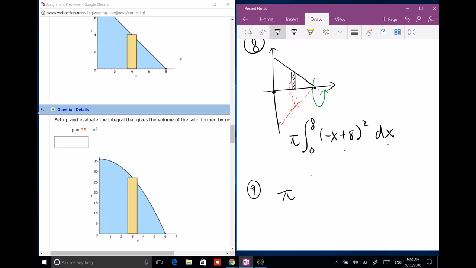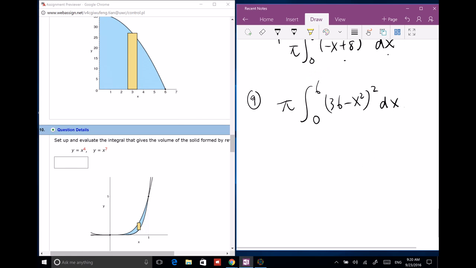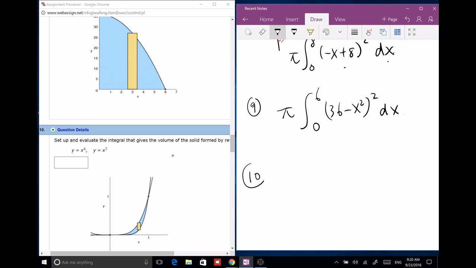Pi r squared, so pi, 0 to 6, (36 minus x squared) squared, dx. This method again. Okay, and then the next one is number 10.